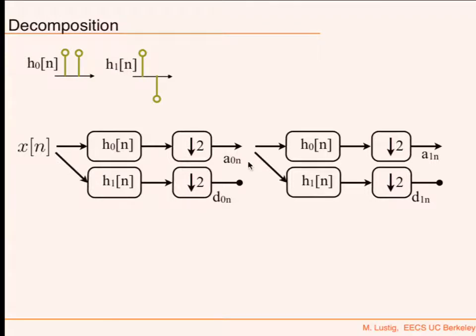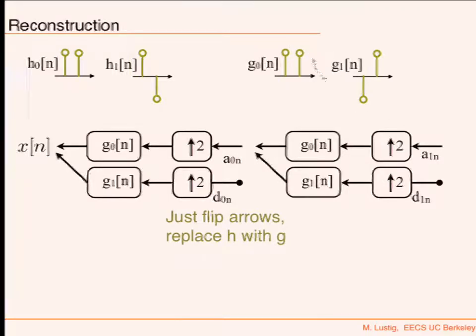Now the question is, given coefficients, how do I do a reconstruction? You know what's beautiful about this? I can have reconstruction filters that look like a flipped version of the decomposition filters, so G0 and G1. And this particular case has the property of perfect reconstruction filters. And we'll get to that when we talk about multi-rate. I'm not going to go over it right now. But all you need to do is flip the arrows and replace H's with G's.